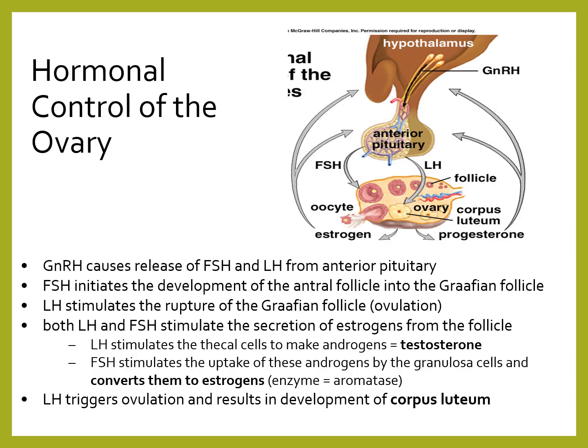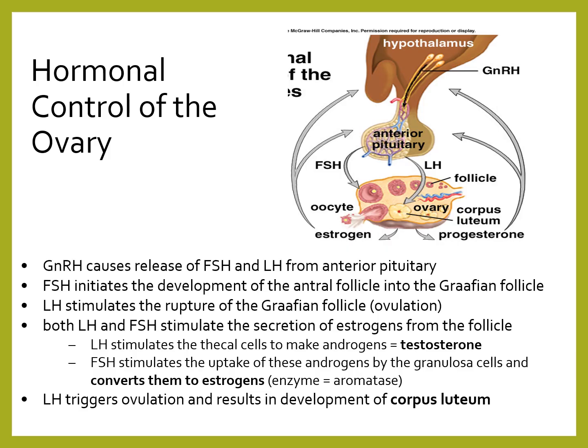Luteinizing hormone stimulates the rupture of the Graafian follicle in the process known as ovulation. And we are going to cover how luteinizing hormone does that in a minute. But I will tell you that both LH and FSH stimulate the secretion of estrogens from the follicle.